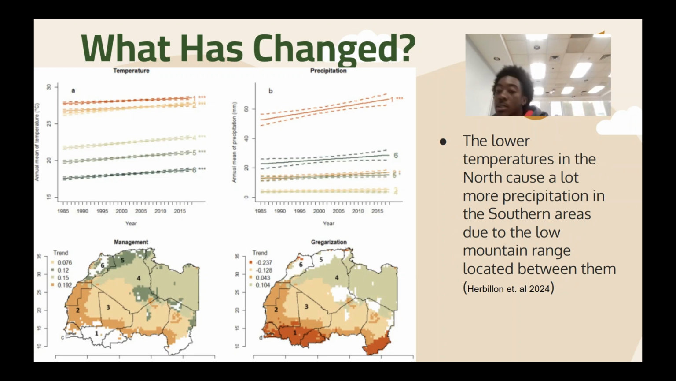So what else has changed? Due to the low mountain ranges located between them, lower temperatures in the northern regions have caused a lot more precipitation in the southern regions.